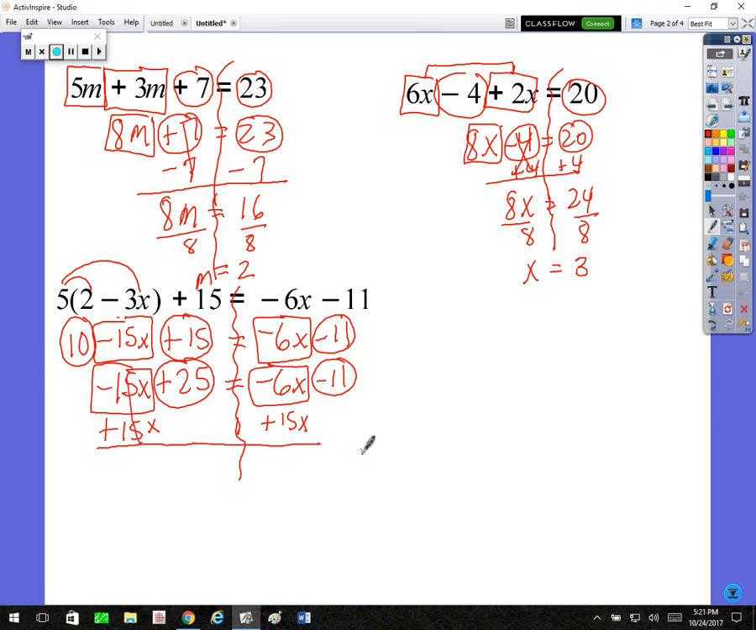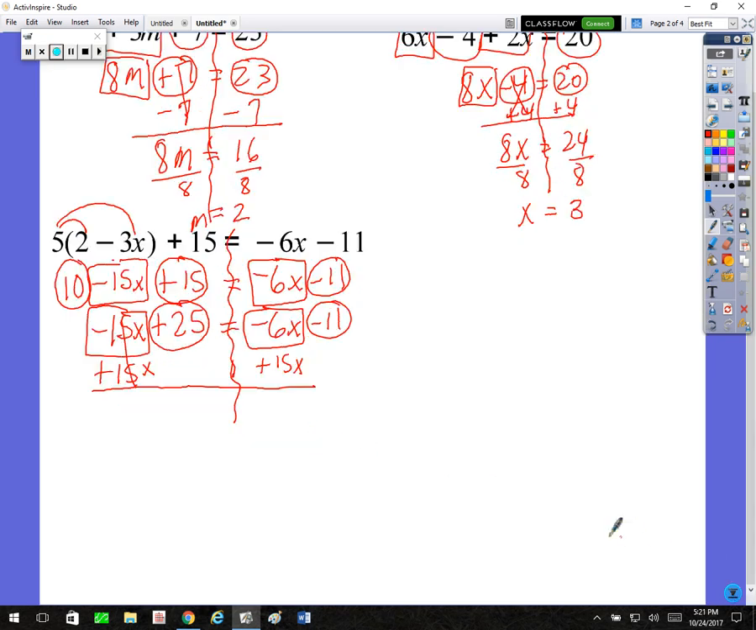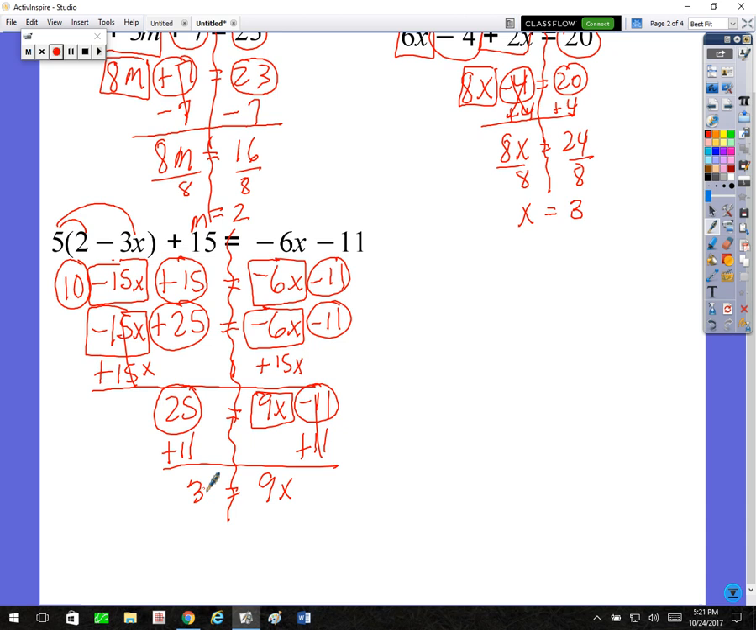Okay. This is going to go away. Let me move this up just a little bit. Okay. Bring down the 25. Okay. Now, negative 6 plus 15, that's going to give me a positive 9x minus 11. All right. So circle, box, circle. All right. Let's extend our river. Now, this time I need to move this number. Since I brought my variables to the right, I'm going to move my numbers to the left. Goes away. I have 9x equals 36. Divide by 9. X is going to equal 4.